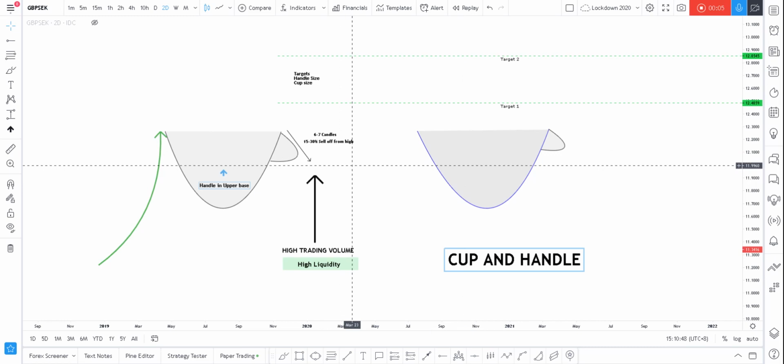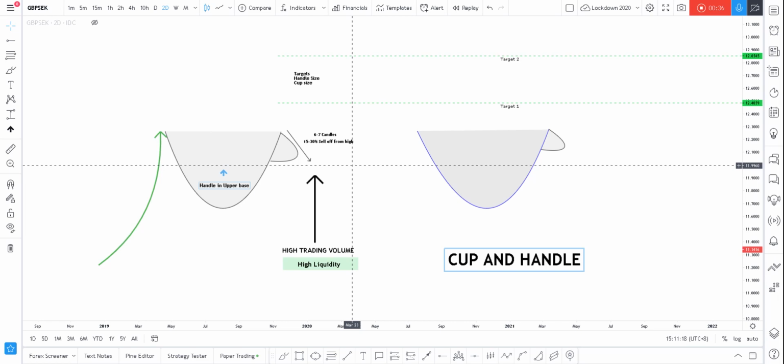Today we'll be talking about a cup and handle pattern in the market, what to look for on a cup and handle, and of course where to set your targets. If you do find a possible cup and handle in the market, normally you will find these kind of patterns on commodities, stocks, forex markets, these kind of markets. It is quite often found in the forex market.